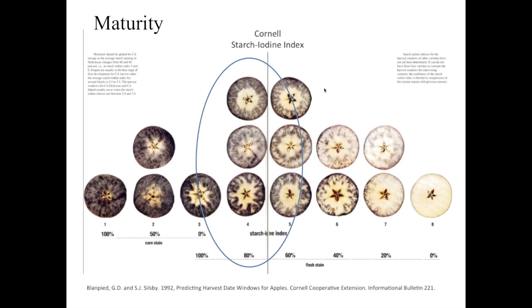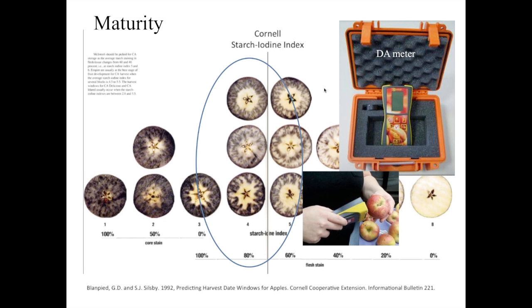Unfortunately, seedling by seedling, you get different patterns of the starch iodine, so it's very difficult to be accurate using these indices on seedling trees. And of course, it's destructive. So one thing that we've been looking at is a different measure. How can we find something that improves on this?